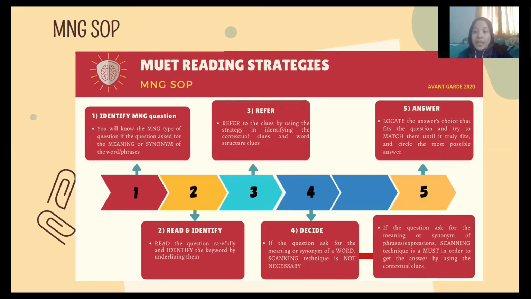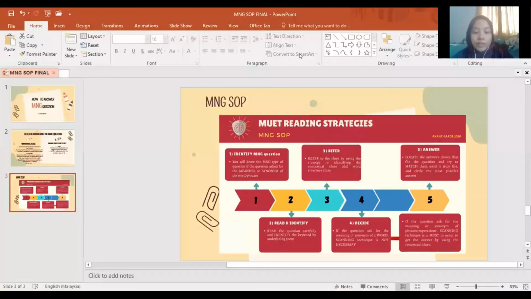And the fifth step is to locate the answer choice that fits the question and try to match them until it truly fits, and circle the most possible answer. Okay, so I'll move on. So I will explain to you further by applying those SOP in the MNG type of questions.